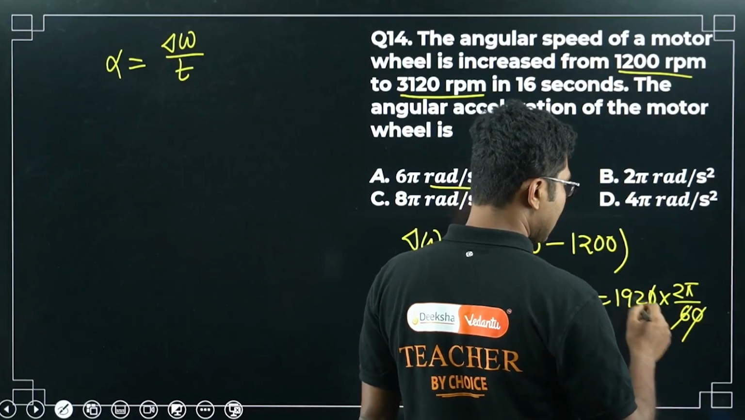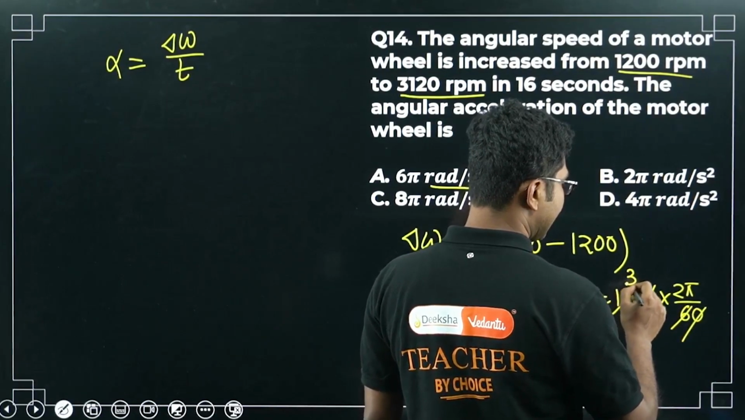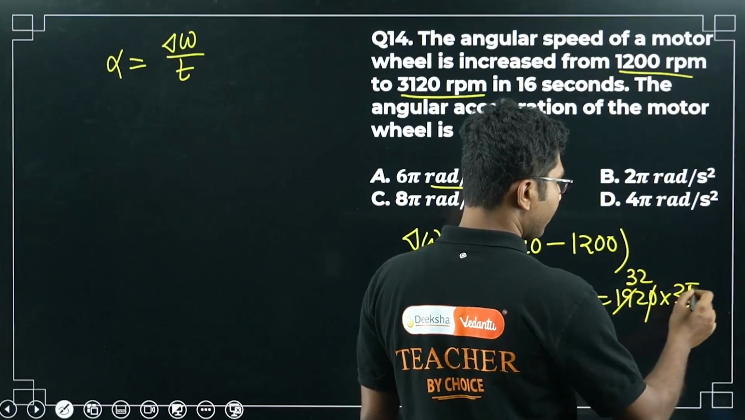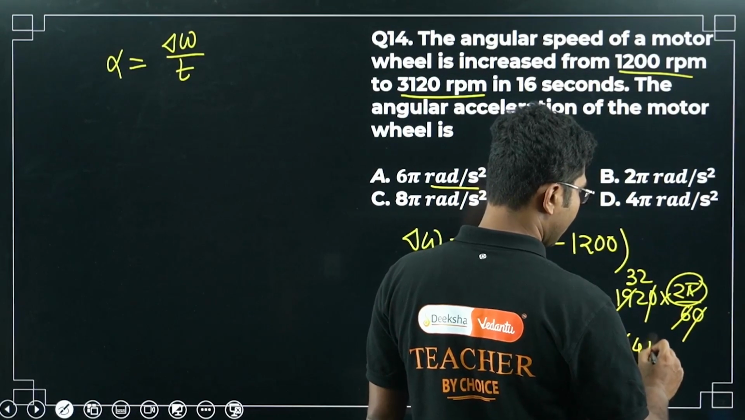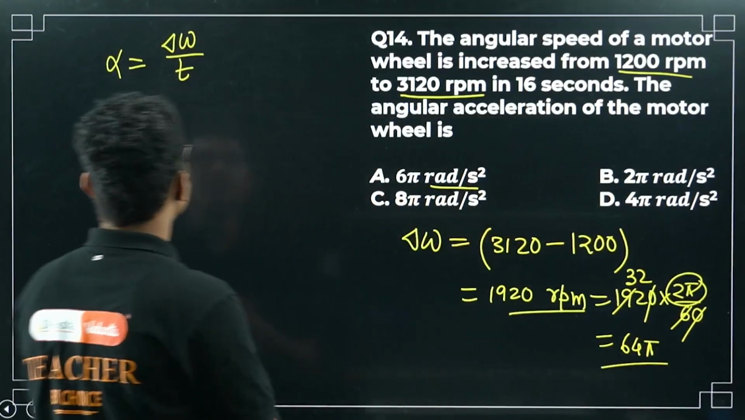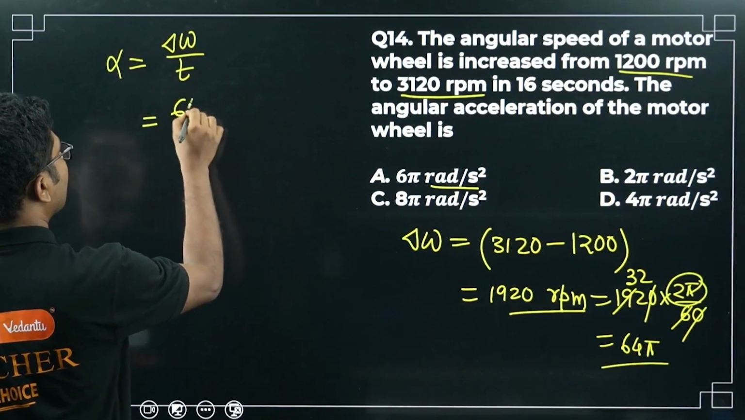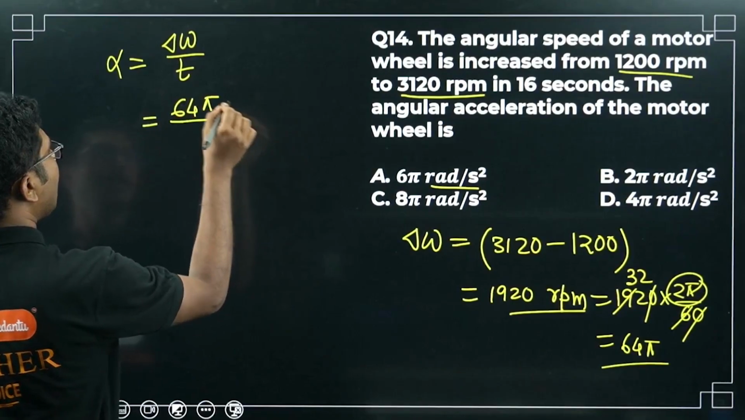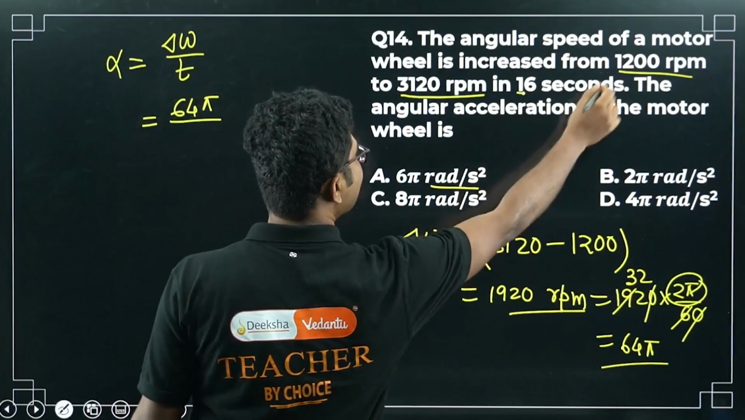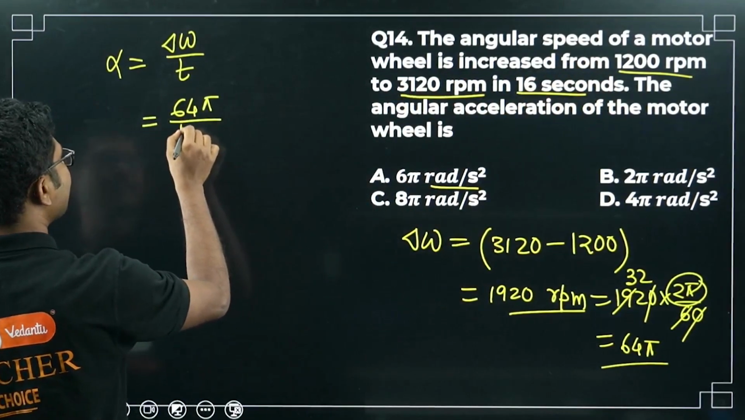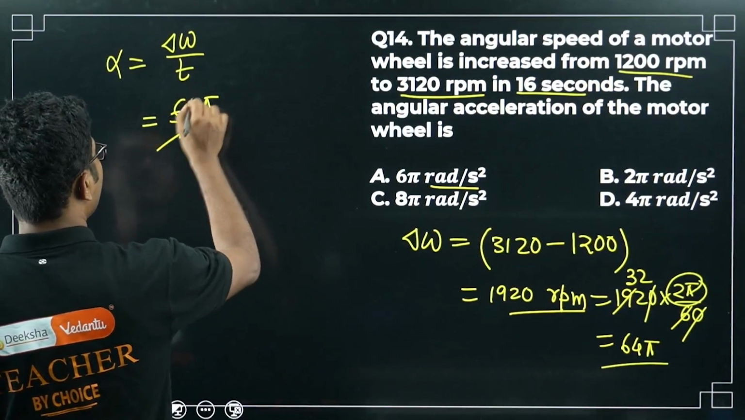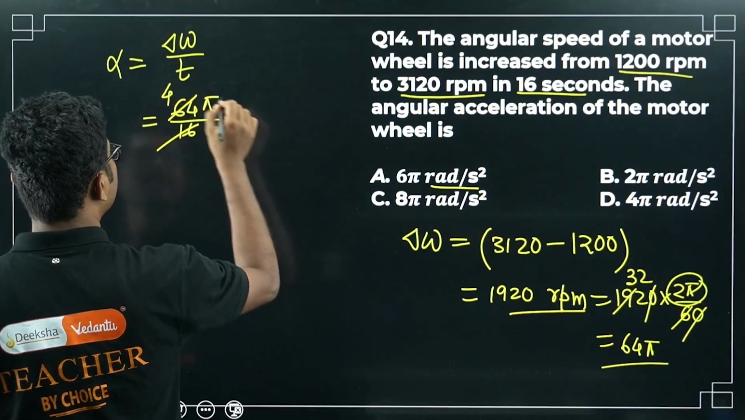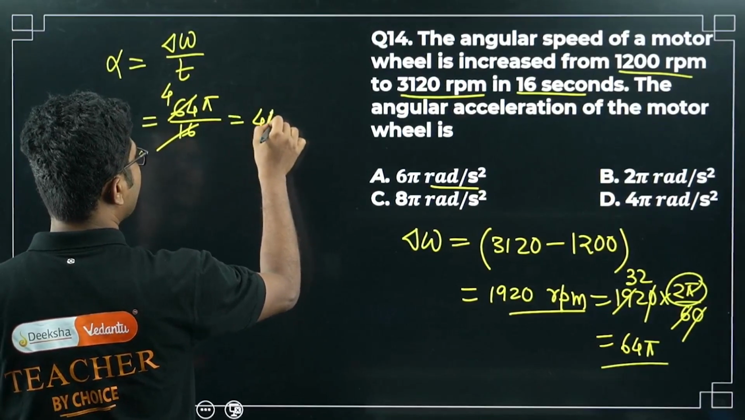The 0 cancels, 3 8s are 18, 3 2s are 12, there is a 2 pi, 32 times 2 pi is 64 pi. So 64 pi is the delta omega, and time is given in seconds already. If it was in minutes, then you would have to convert it into seconds first, right? So 4 16s are 64, so the correct answer is 4 pi.